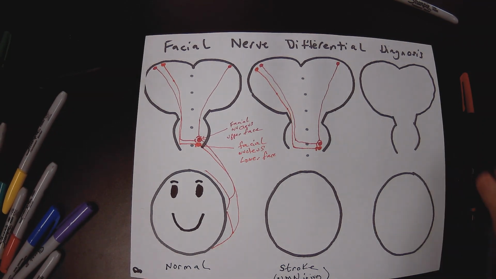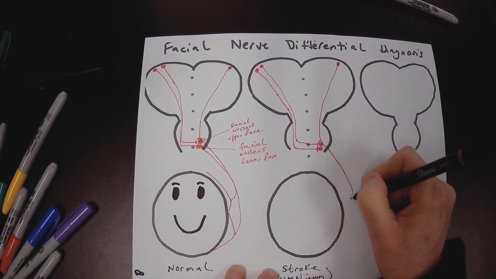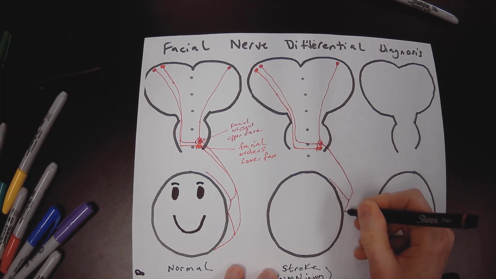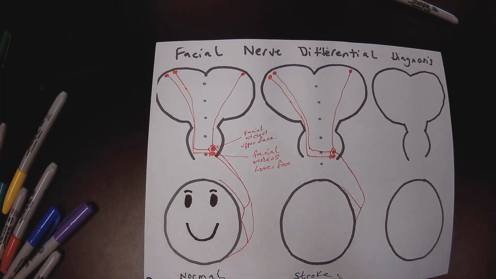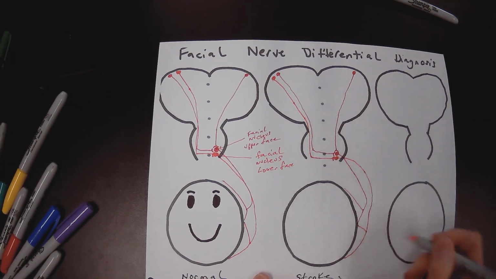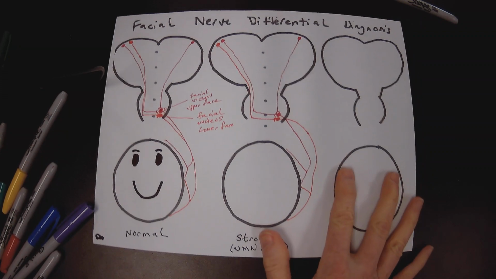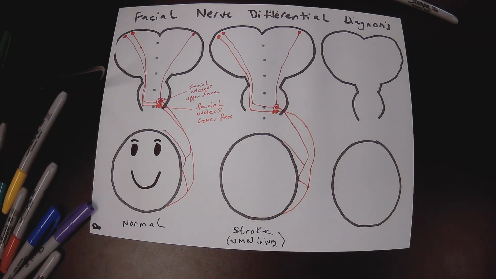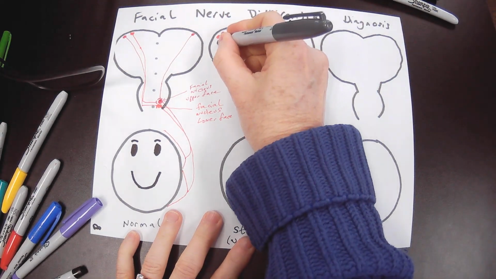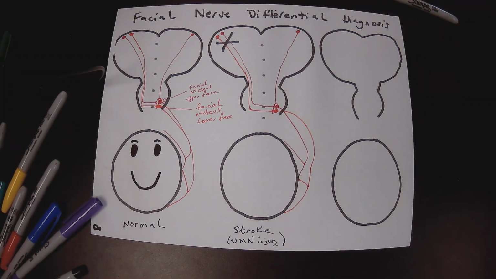Okay. And the upper face division, as I said, is responsible for innervation of the upper part of the face, and the lower face division is responsible for innervation of the lower portion of the face. This is a presentation, so if I had to get rid of the upper motor neuron, I'm going to say that there's a problem here. I'm going to say that's where the problem is. All right. Both of those upper motor neurons have been wiped out.